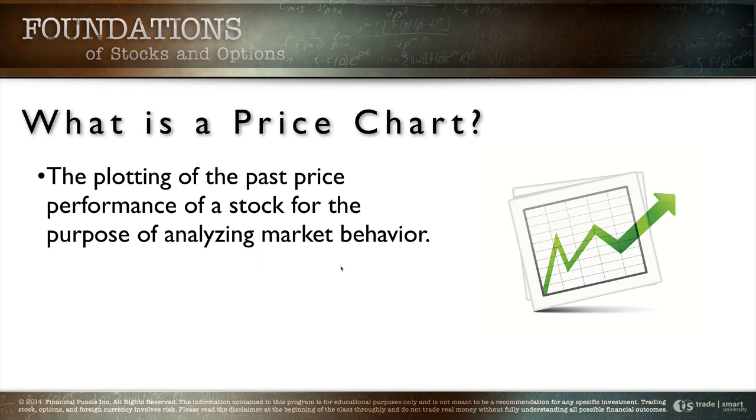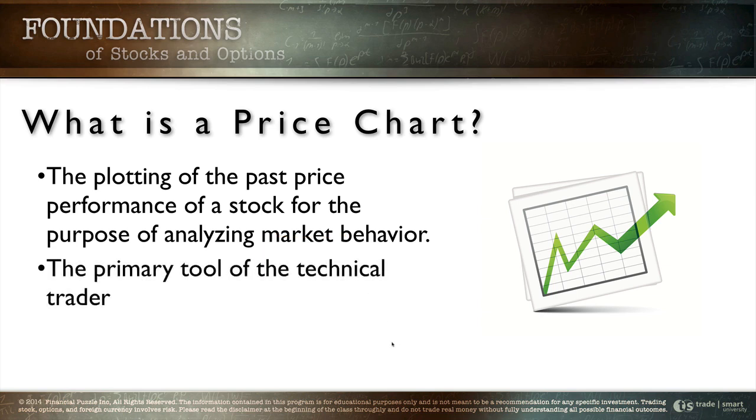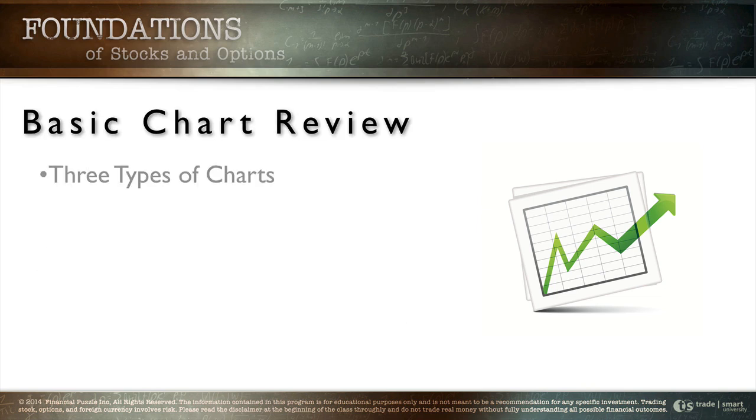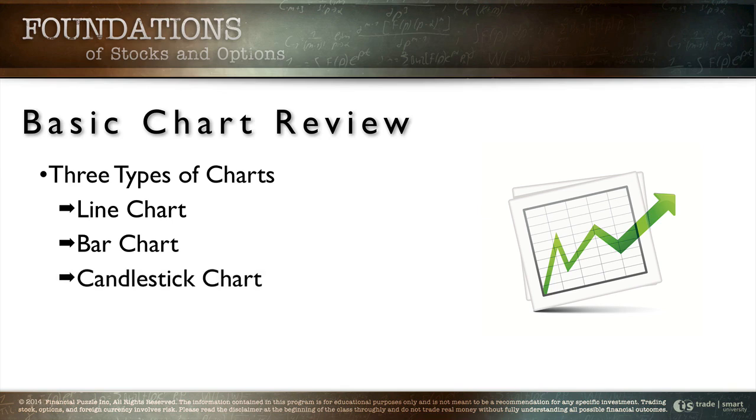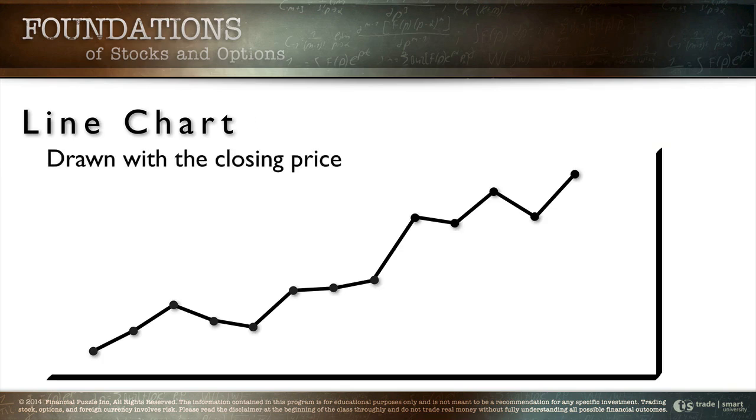Now, with that in mind, you need to understand that this price chart is going to be your primary tool. Every technical trader relies on their stock charts because the stock charts are the primary way that we can analyze human behavior. So, let's review quickly what we learned in the last class. In the last class, we learned that there's 3 types of charts. There are line charts, bar charts, and candlestick charts.